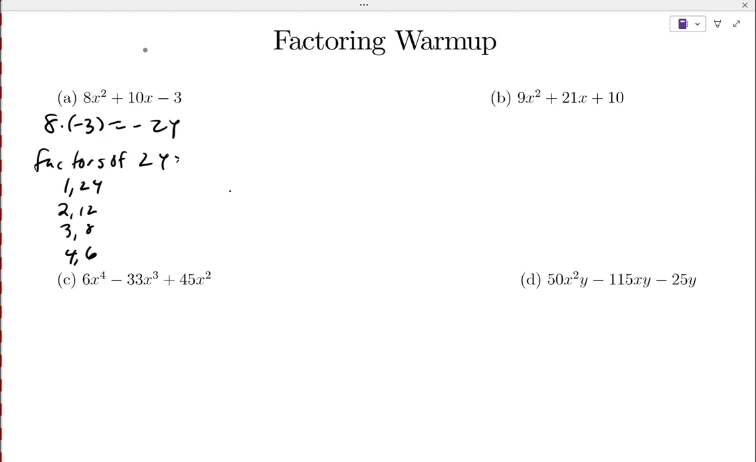What does the negative tell you for that 24? One has to be positive and one has to be negative. What do we need to add up to? Positive 10. So what do we need to put together to add up to positive 10? Yeah, positive 12 and negative 2, right? That'll add up to positive 10.